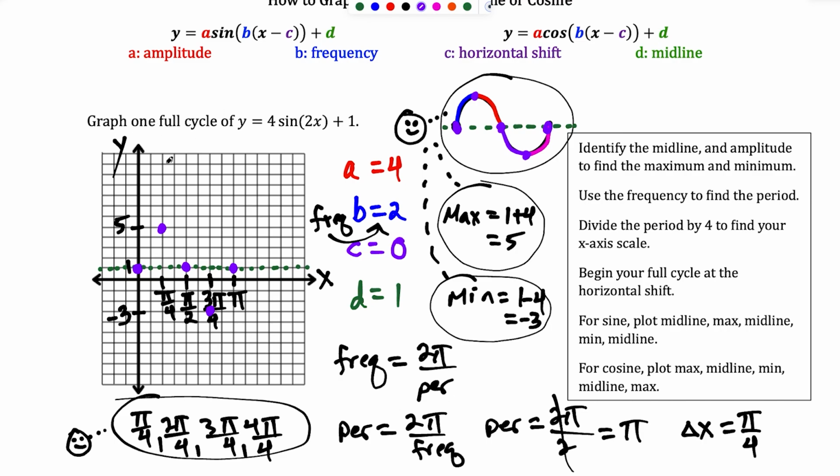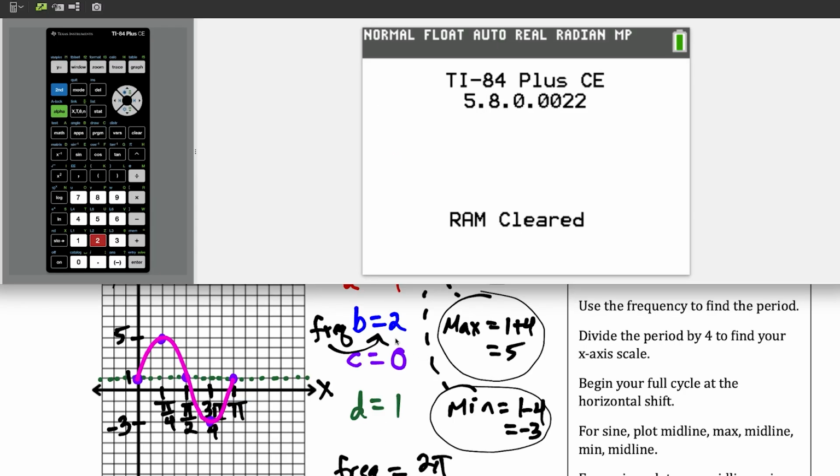And I'm only going to graph one full cycle here. So now I'll just connect everything. We just have to connect this as nicely as possible with the wave, like this. And this would represent one full cycle of this particular sine curve. But now let's check our answers.